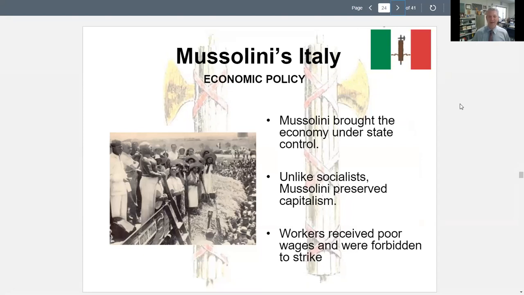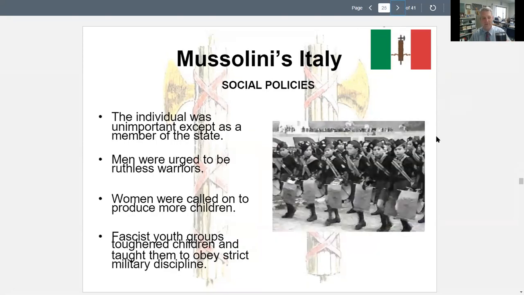Now, Mussolini's economic policy is going to be bringing the economy under state control, similar to what the Russians did. Unlike socialists, Mussolini preserved capitalism, though. The harder you work, the more you sell, the more money you could make. So he saw that mistake with Russia. Workers received poor wages and were forbidden to strike. We're not going to allow that to happen under my rule.